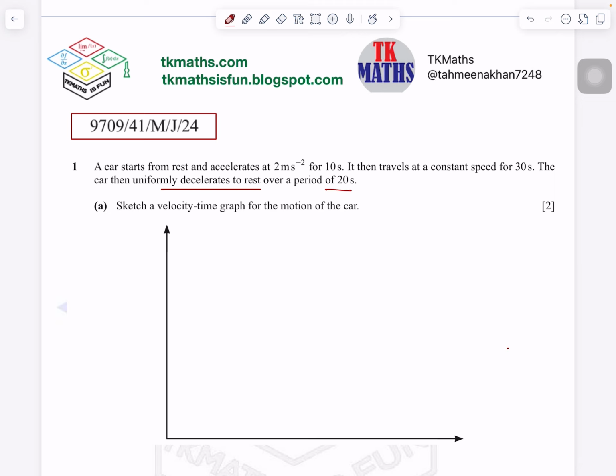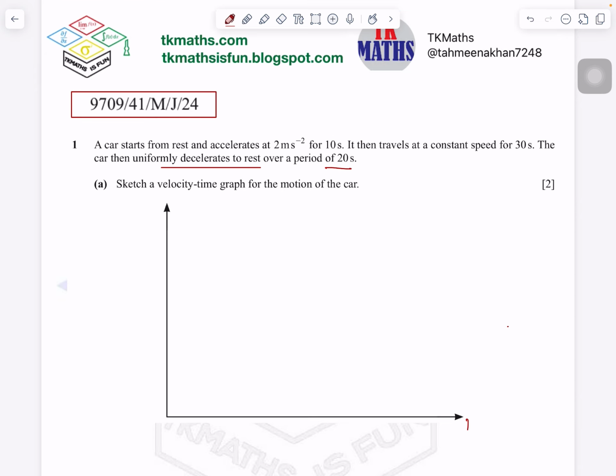So let's see, first of all, I have to label here. So this is time, it is t seconds, you can write t, your choice. And this is velocity, v meter per second. So first of all, it is for 10 seconds. And after that, for 30 seconds, 10 plus 30 is 40. And then after that, for the 20-second period, 20 plus 40 is 60.